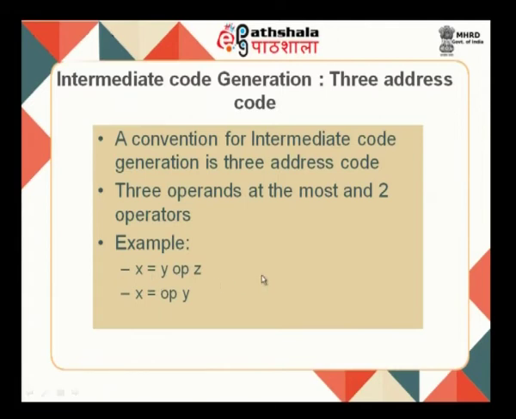After intermediate code generation, we can go in for what is called code optimization. You normally try to do an optimization at the intermediate code level itself, or you can try to optimize at the final code level.